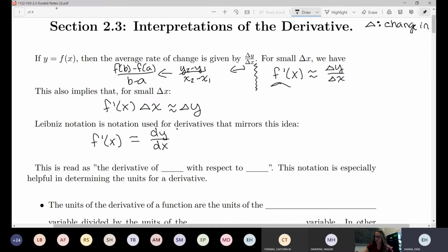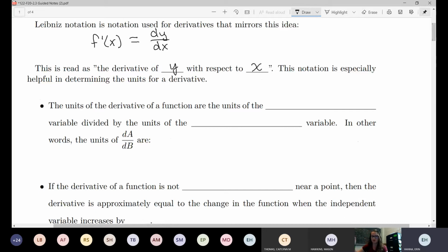So if I were to read that out, this side over here, I would read that as the derivative of y with respect to x. Now this notation, while it's not entirely required that you use it because both of these mean the same exact thing, the thing that's useful with Leibniz notation is it makes it kind of easy to determine the units of the derivative. So that's kind of how we're going to use it. We're going to take this Leibniz notation and use it to help us figure out what the units of the derivative are going to be.